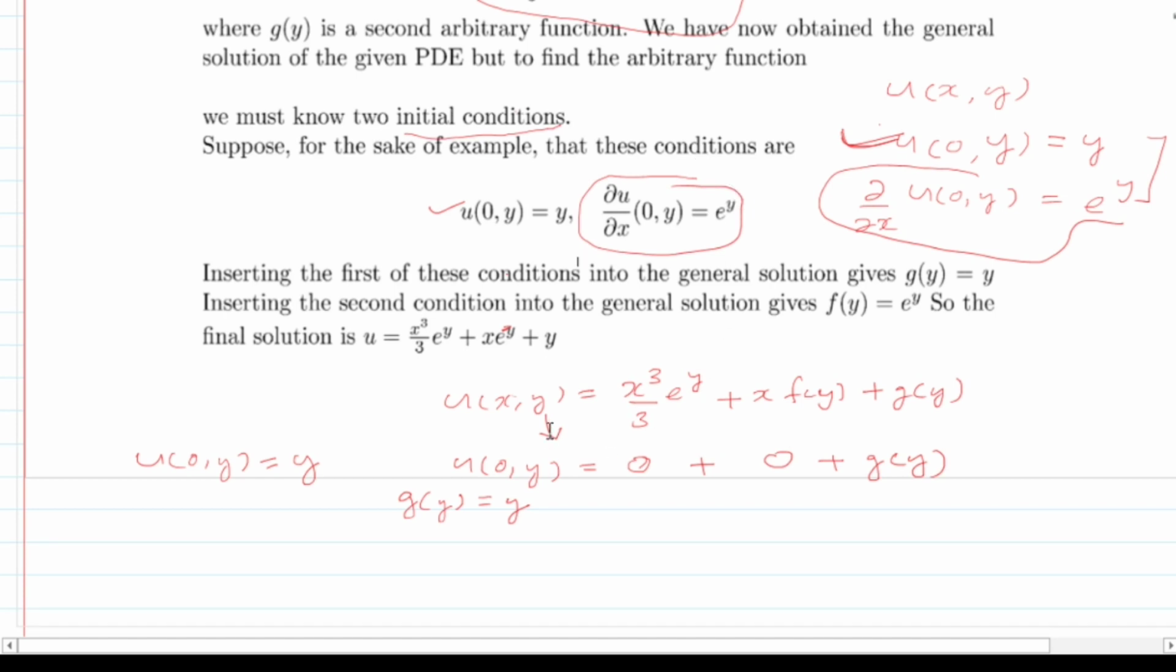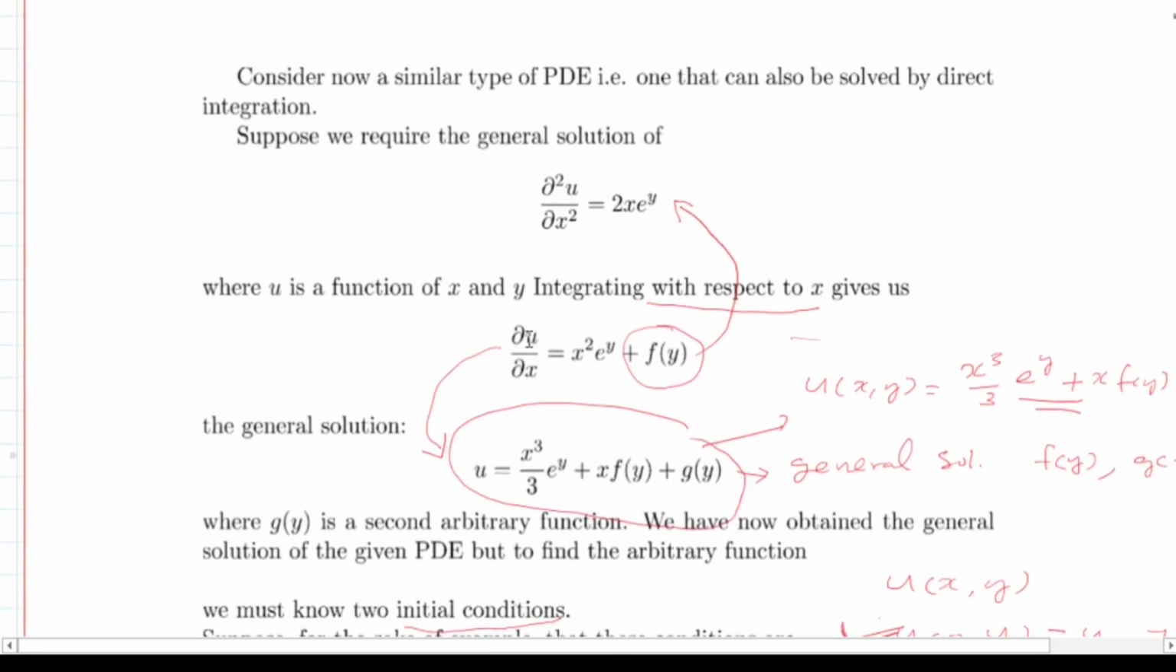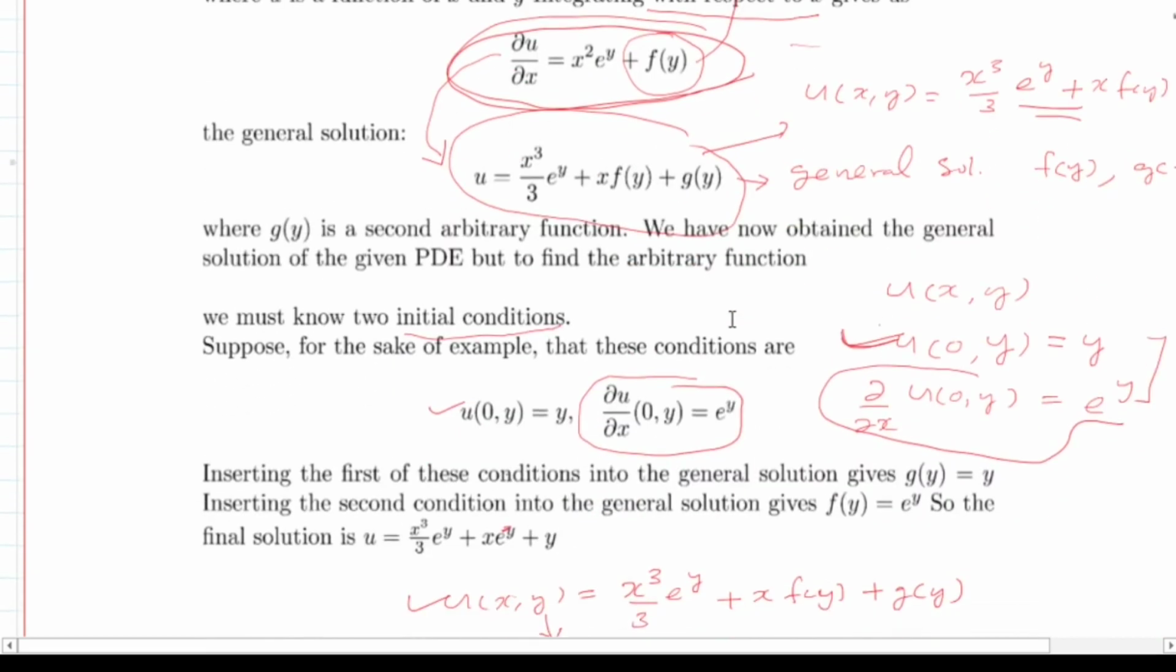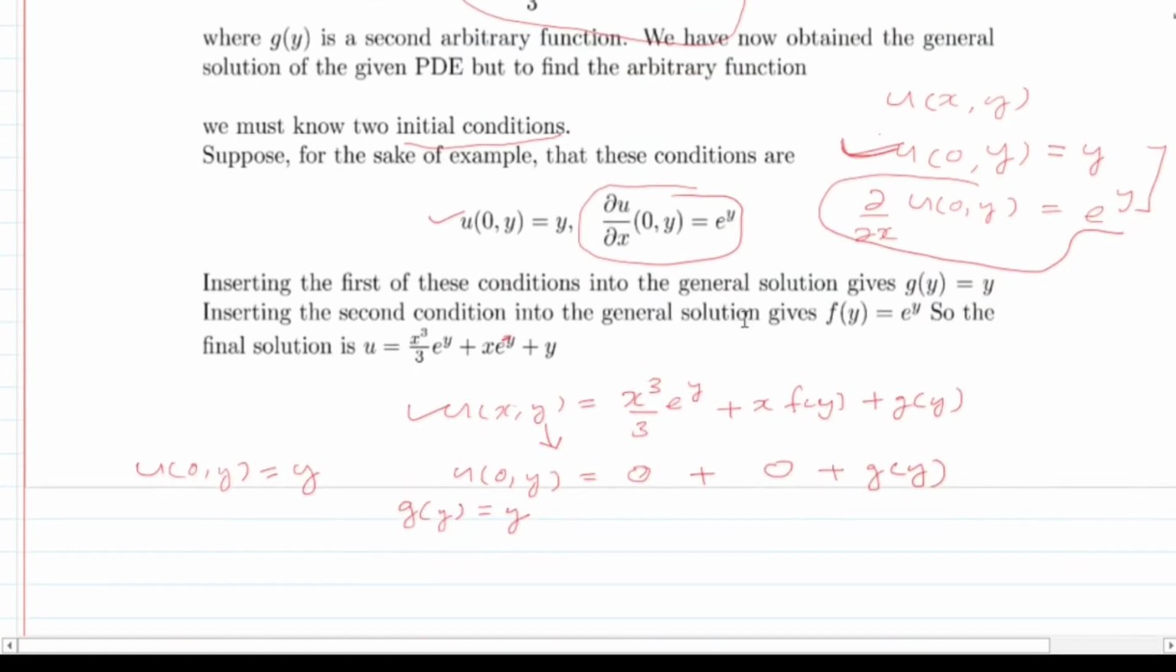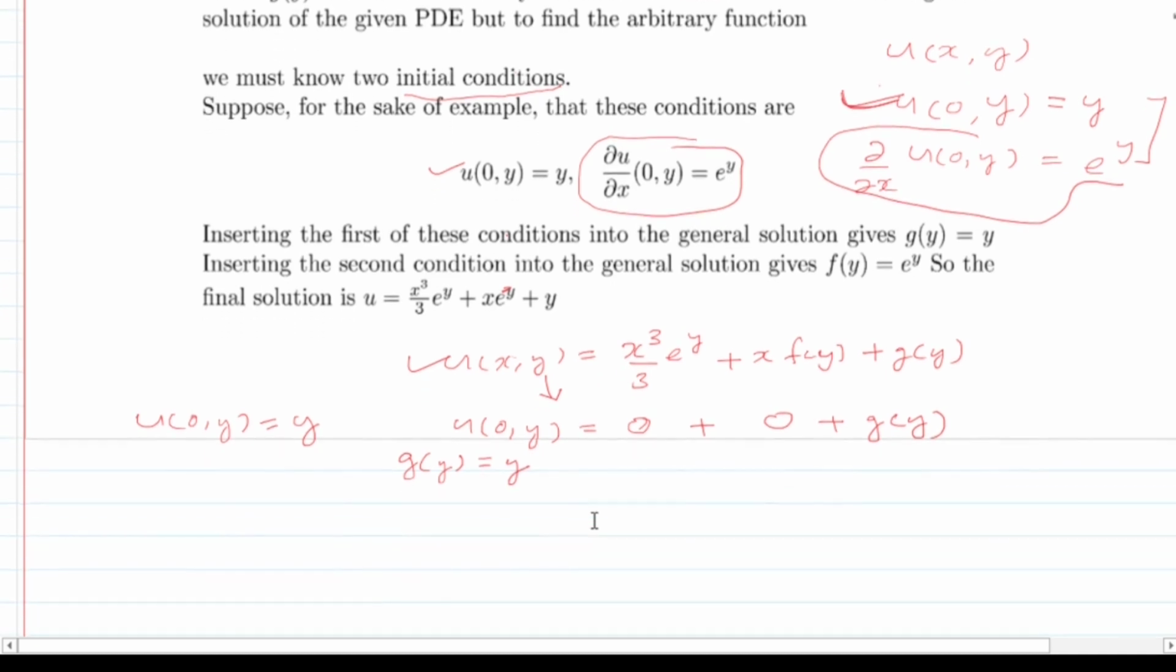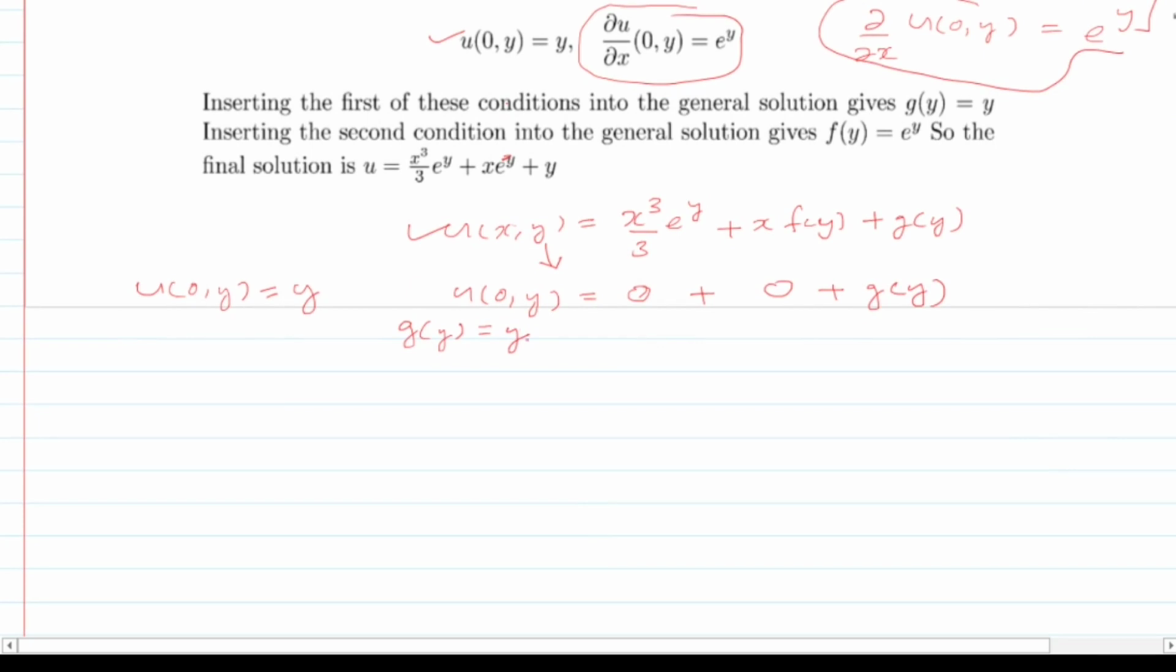So either we can differentiate the final general solution again, but in the previous step we also have the ∂u/∂x stage. Okay, this one. So we can take that. So we have ∂u/∂x is equal to x square e raised to y plus f of y.